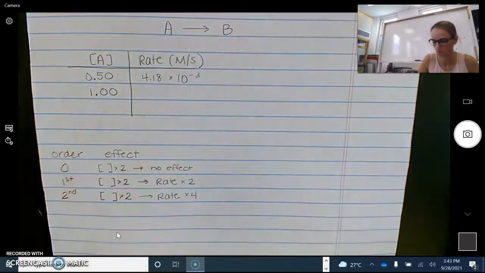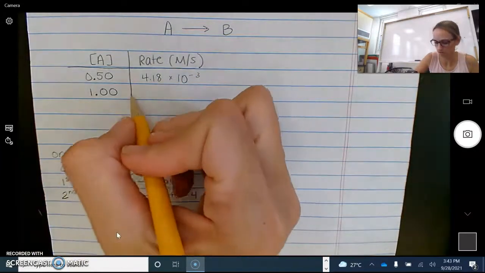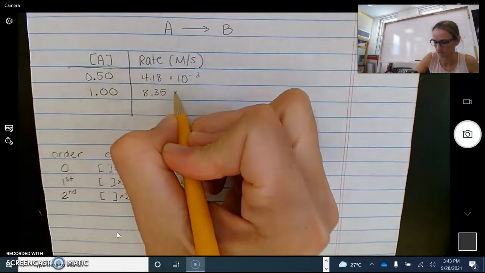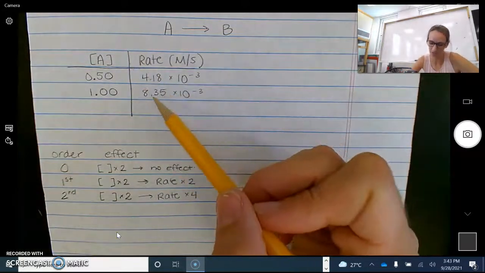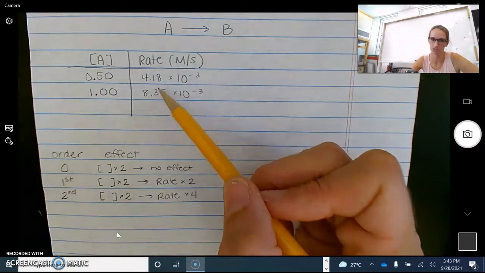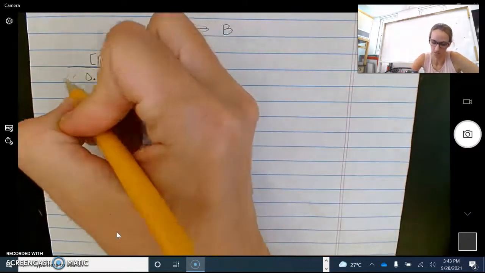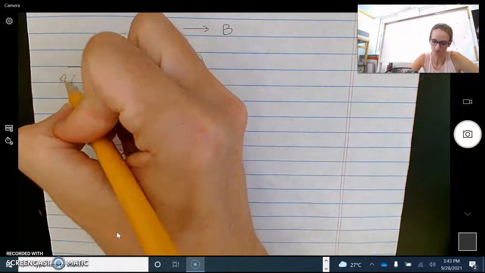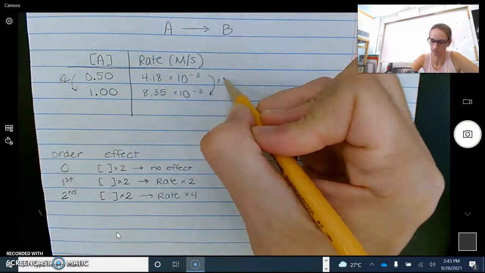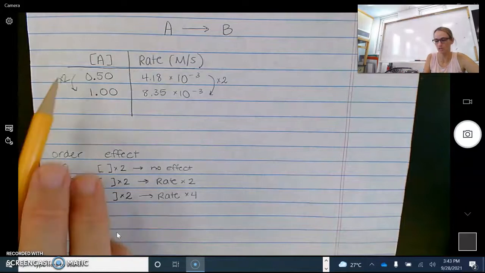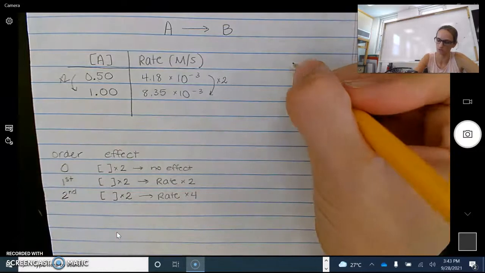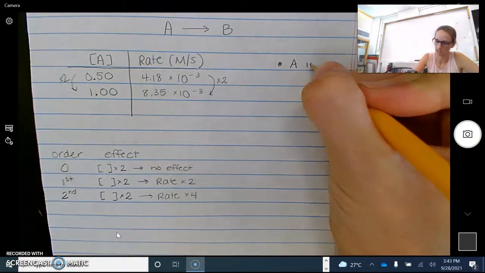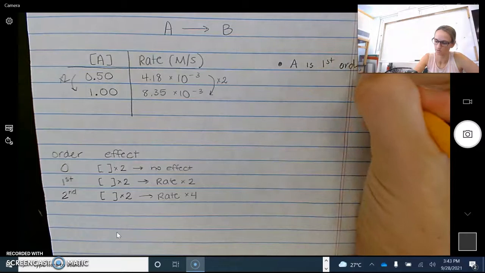Okay. So when I plug these numbers into the simulation, my first trial I got 4.18 times 10 to the minus 3 molar per second. And my second trial, I got 8.35 times 10 to the minus 3. And automatically I can see it's doubled. Okay, it hasn't quadrupled and it hasn't done nothing. It's a tiny bit off. It would be 8.36, but I can certainly say that that's double for experimental data. I would be really pleased if I did an actual experiment and I got that close. So this definitely looks like this option here, first order. That's my first answer. A is first order.